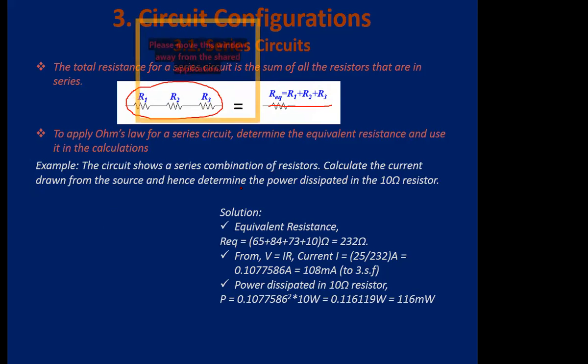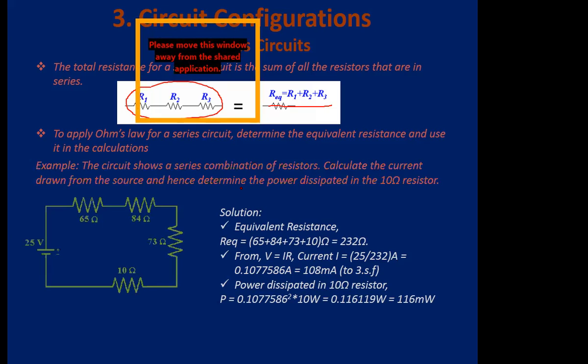The circuit shows the series combination of resistors. Calculate the current drawn from the source and then determine the power dissipated in the 10 ohm resistor. What is given there is a series circuit with 65, 84, 73, and 10 ohm resistors in series. So you go back to your question after seeing what has been asked. Calculate the current drawn from the source and then determine the power dissipated in the 10 ohm resistor. So our focus now will be on the 10 ohm resistor.